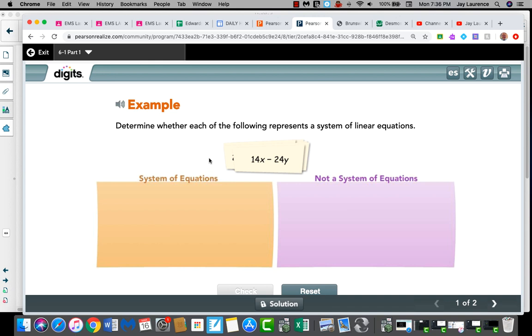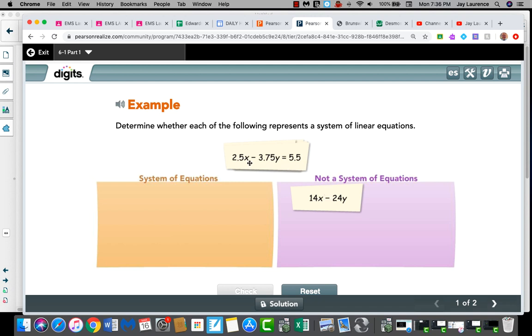And they want us to determine whether these following represent a system of linear equations. Well, first of all, we have to have an equation. To have a system, we need 2 or more linear equations. Well, this first one is only an expression, right? 14x minus 24, so it is not a system of linear equations.